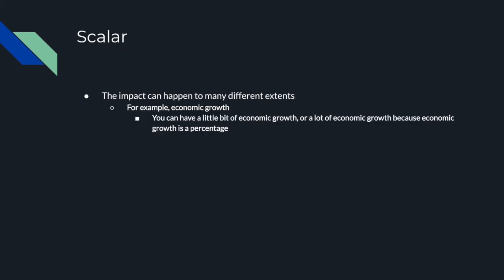The other type of impact you could run is a scalar impact. And this means that your impact can happen to many different extents. So for example, economic growth is a really common scalar impact. You can either have a little bit of economic growth or a lot of economic growth, because economic growth is a percentage. It's not like the economy either grows or it doesn't.